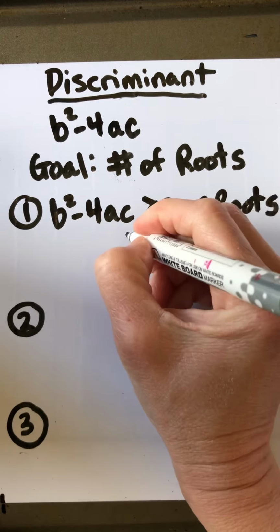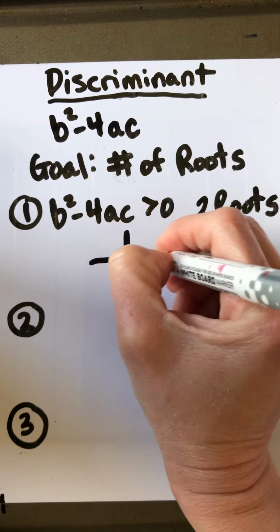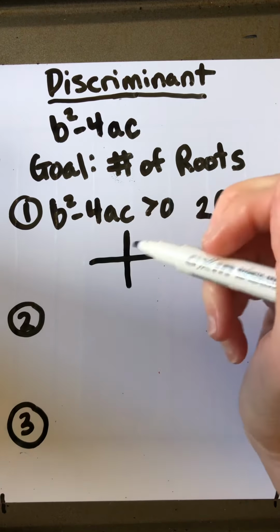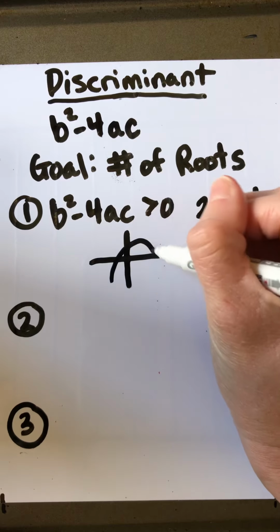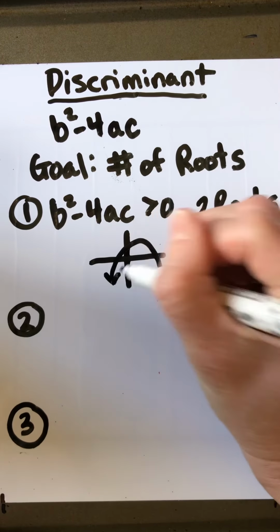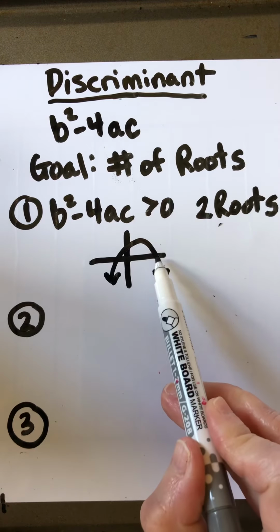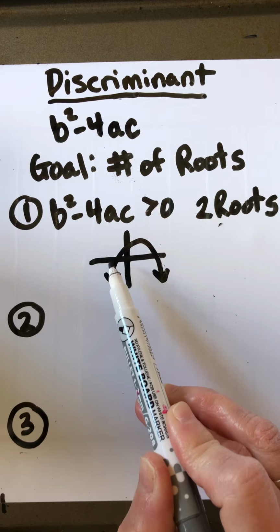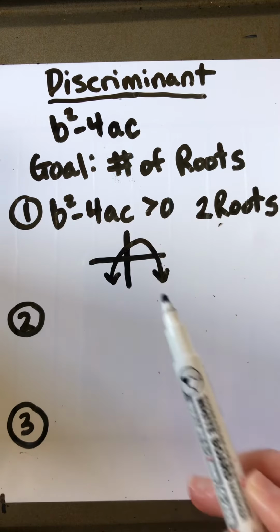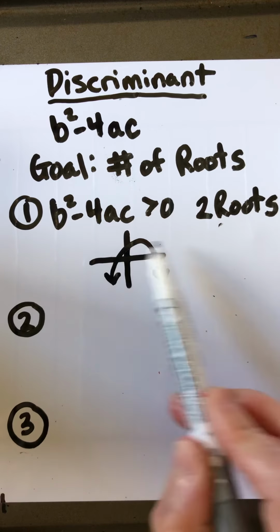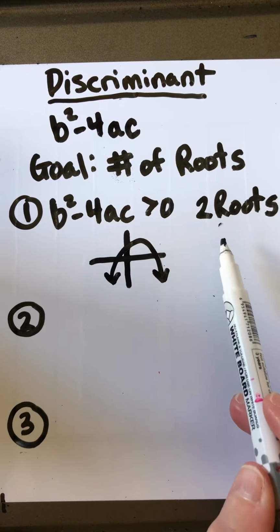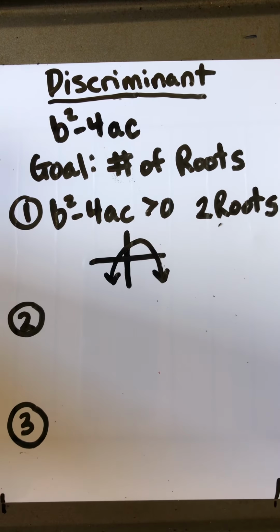So what would that look like? Well, here's what that would look like. That would be a graph that passes through the x-axis in 2 places. So here's a graph that's concave down. It's a parabola, and it's passing through the x-axis over here, and it's also passing through the x-axis over there. So this particular quadratic or parabola would have to have a positive discriminant because it has 2 roots. So that's the first case.